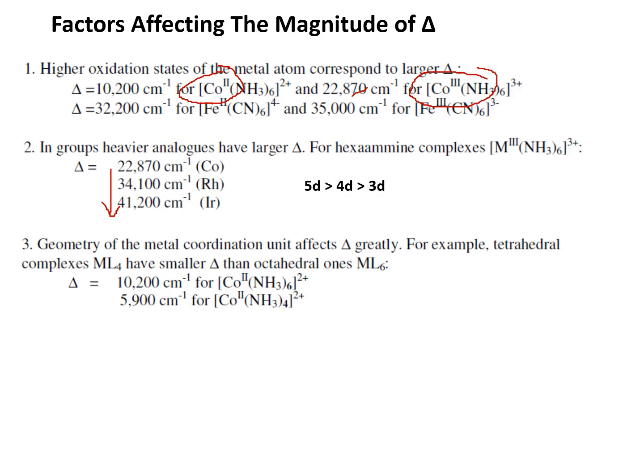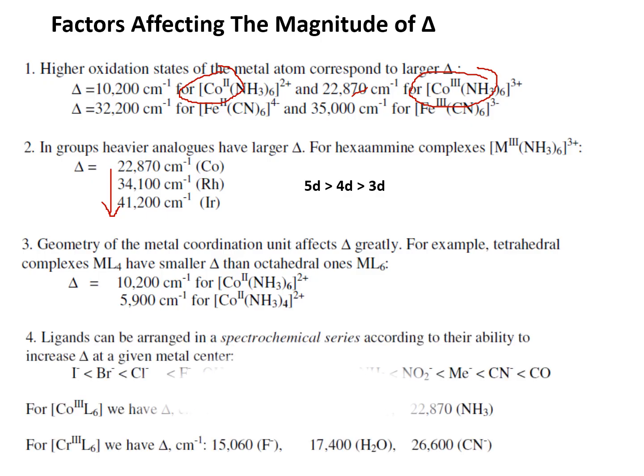The geometry of the metal complex also affects it, whether it is tetrahedral or octahedral. We have to always remember that octahedral has the larger splitting, as we showed in the previous slide, that octahedral shows higher splitting energy. Okay.